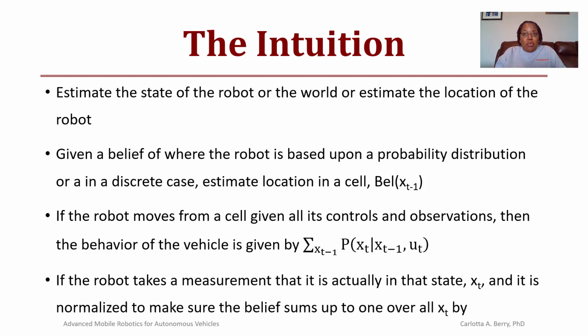So the behavior of the robot can then be found by using the previous state summed all the way up to the current state, given the previous state and given the current controls. So if the robot takes a measurement and we know its previous state and we know the controls, then we can determine with the normalization constant our belief of where the robot currently is in the world.